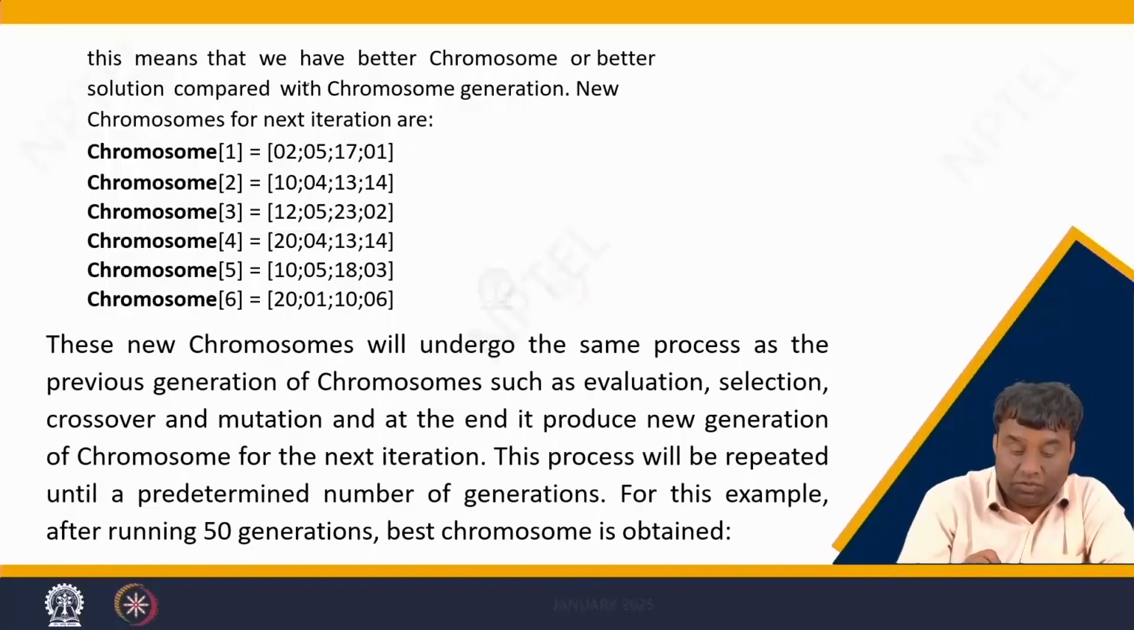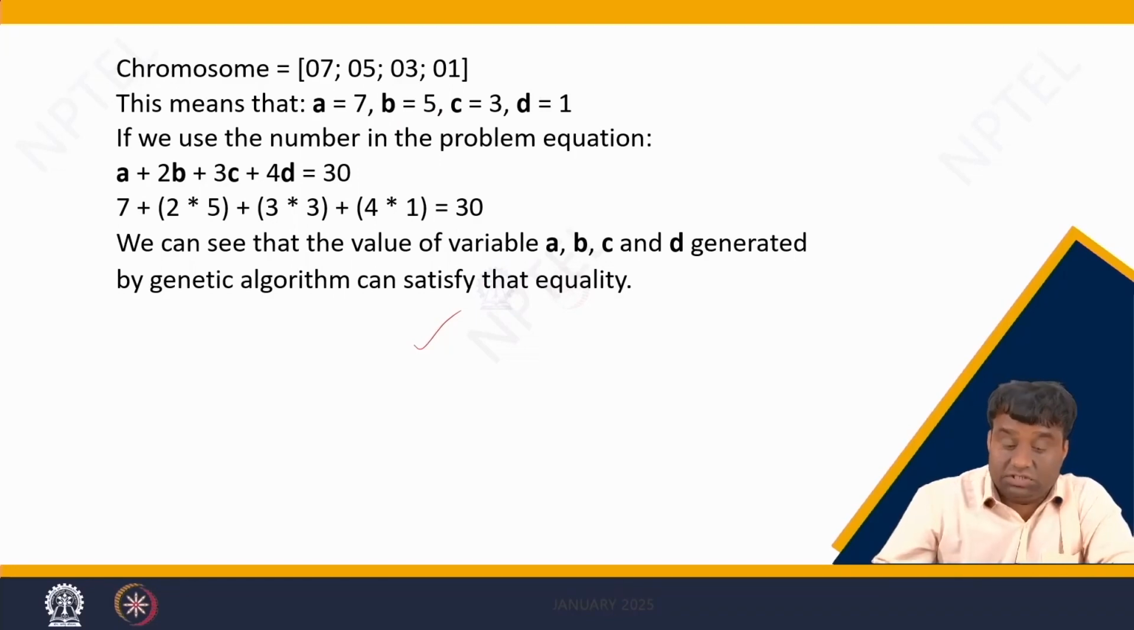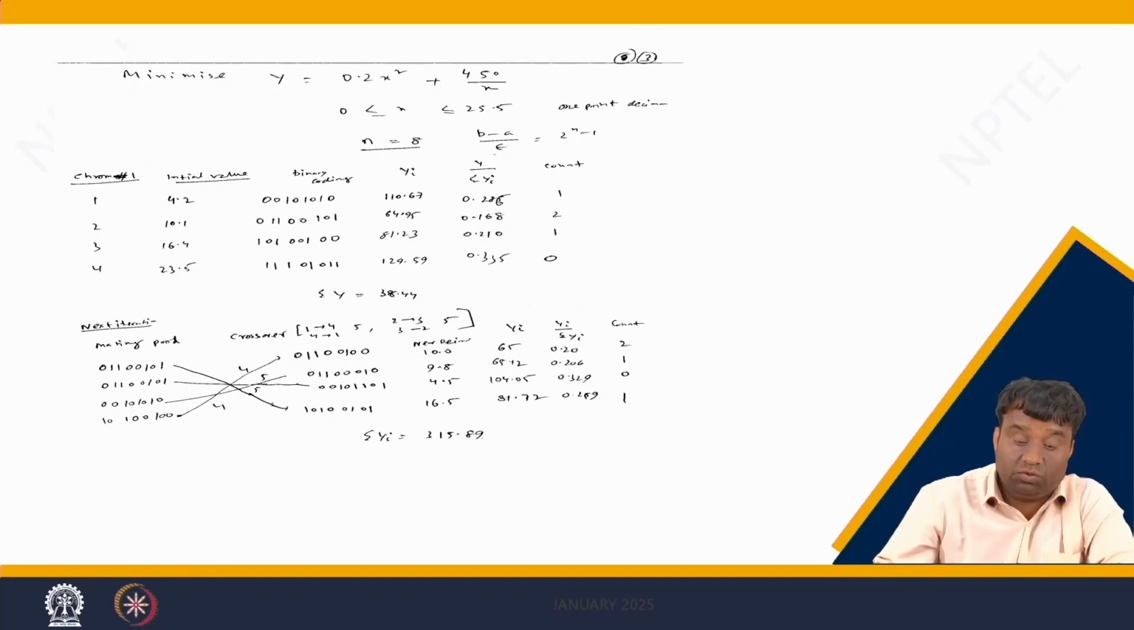So that means we have a better chromosome or better population compared with the previous chromosome. So with the new chromosome for the next iteration we can solve the same thing, and in this way we'll get the best chromosome. So here the best chromosome will be 7531, so A7, B5, C3, D1. So this is the way to solve numerical questions by using genetic algorithms. So let's try to understand some more questions.